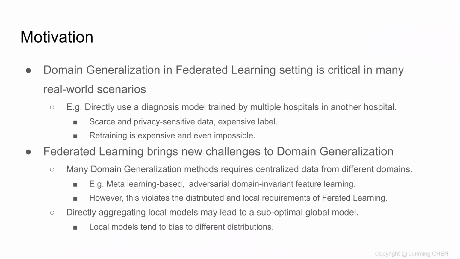Here is our motivation. First, domain generalization in federated learning setting is critical in many real-world scenarios. For example, it is important that a diagnosis model trained by multiple hospitals can be directly utilized in another hospital. Second, federated learning brings new challenges to domain generalization. Many domain generalization methods require centralized data from different domains, which violates the distributed and local requirements of federated learning. Moreover, directly aggregating local models may lead to a suboptimal global model.